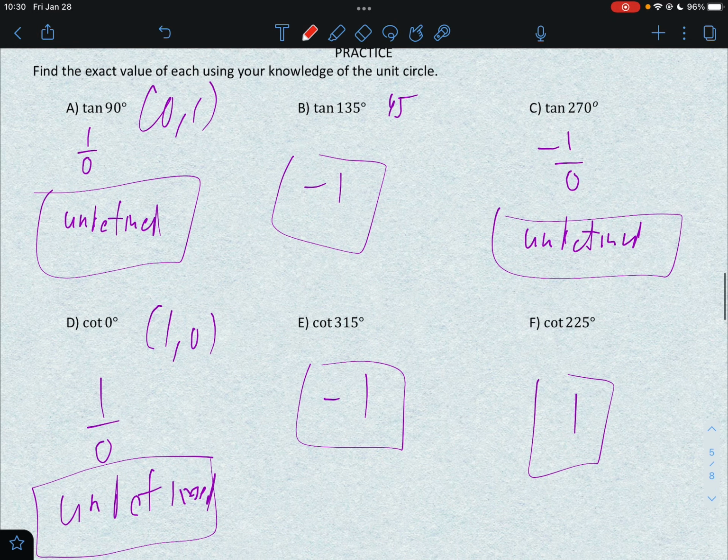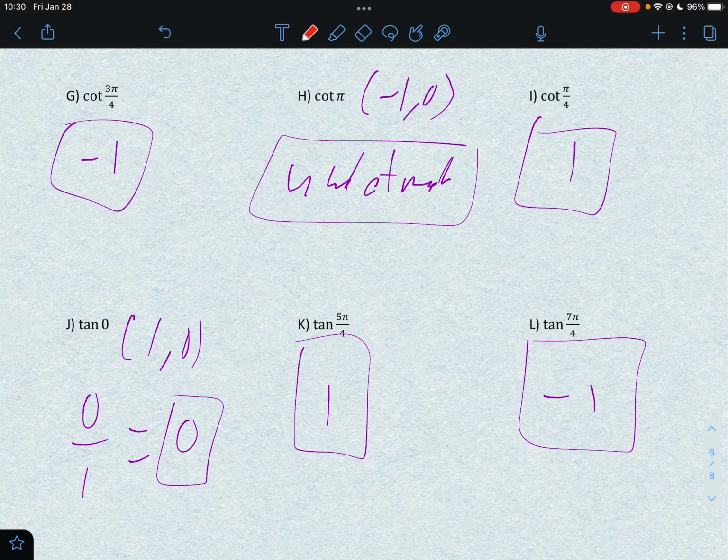Here are your answers for the first slide. Pause the video if you need to. And here are the answers for the second slide. Again, you can pause this video if you need to look at them any further.